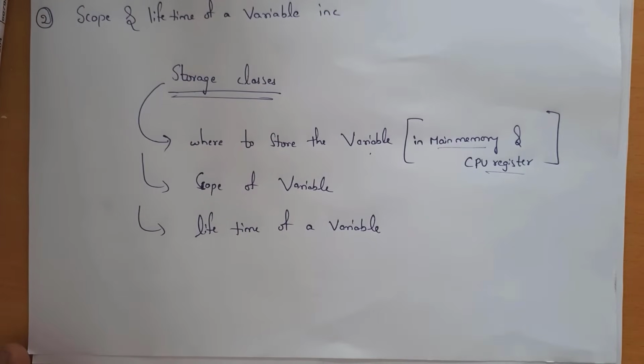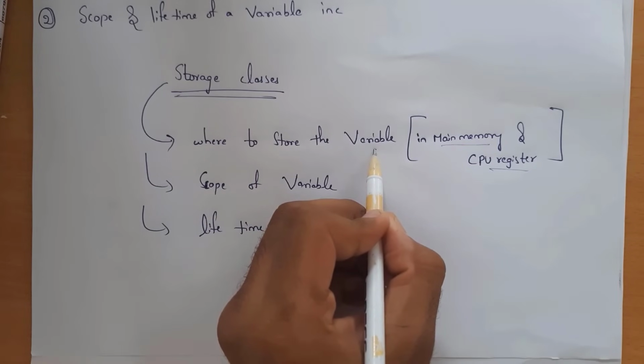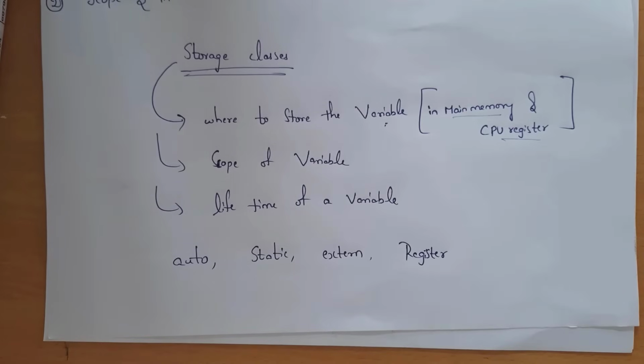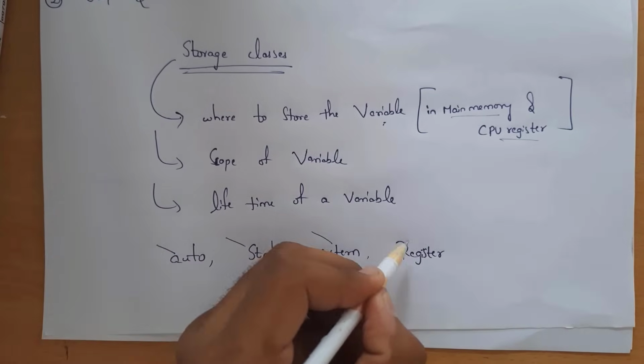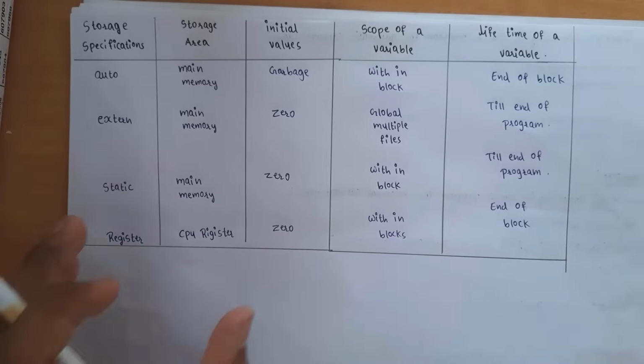Storage classes are used to specify where to store the variable, that is, either in main memory or in a CPU register, and they are also used to specify the scope and lifetime of a variable. Storage classes are classified into 4 types: one is auto, next is static, next is extern, and last is register. These are the 4 storage classes that we need to use. Guys, you need to remember this table.